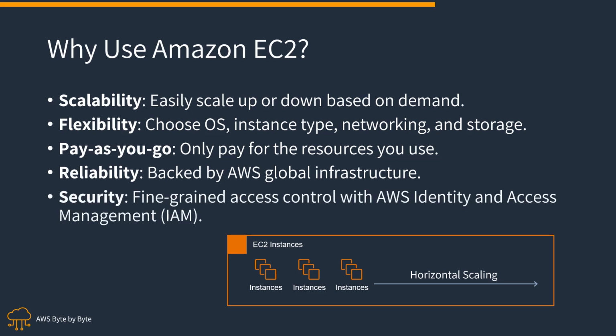Security is very important in cloud computing, and EC2 has built-in features to keep your data safe. With AWS Identity and Access Management, you can control who has access to your virtual machines and what they can do. For example, you can set up rules to make sure only certain users or apps can start or stop your instances. You can also set up security groups, which act like firewalls to manage the traffic going in and out. Together, these features help keep your applications and data protected.